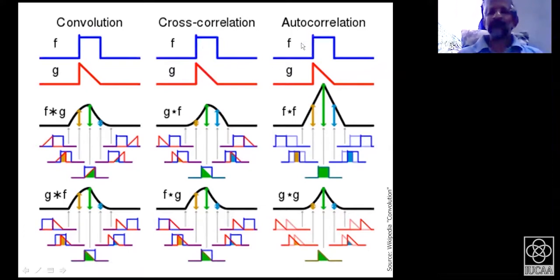Autocorrelation is, of course, the same function cross-correlated with itself. And so that is shown separately for F and G, one below the other. You can see that the rectangular window turned into a triangular window. This function turned into a sort of nonlinear function here. So these are examples that you can try and go through. There are any number of them. You can choose your picks.